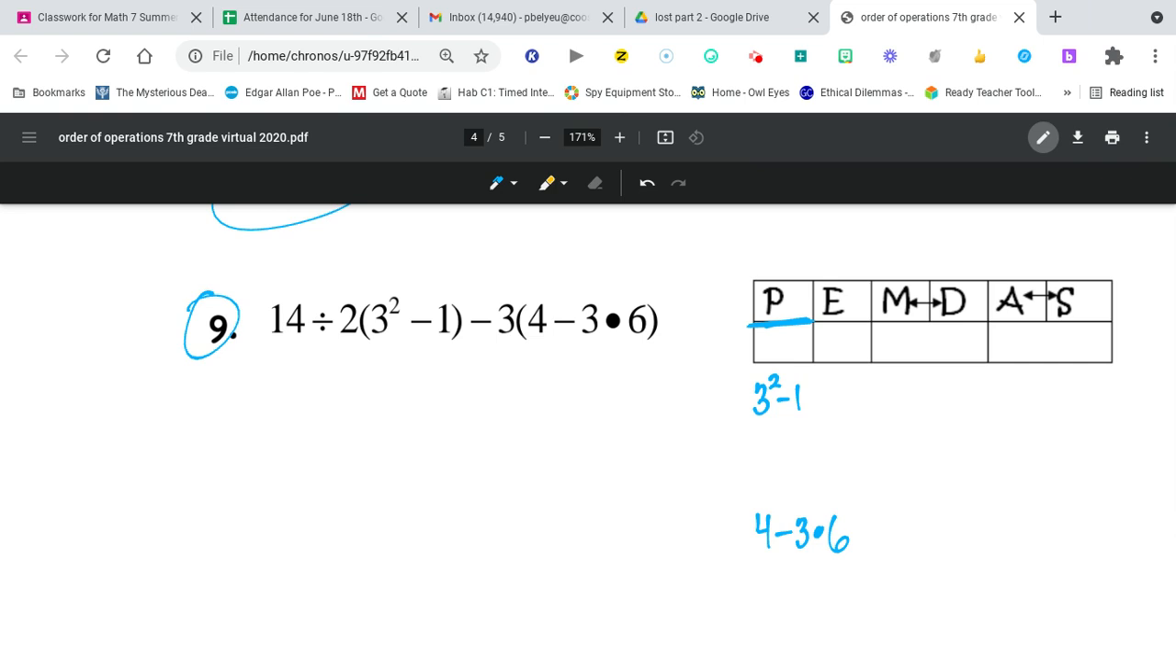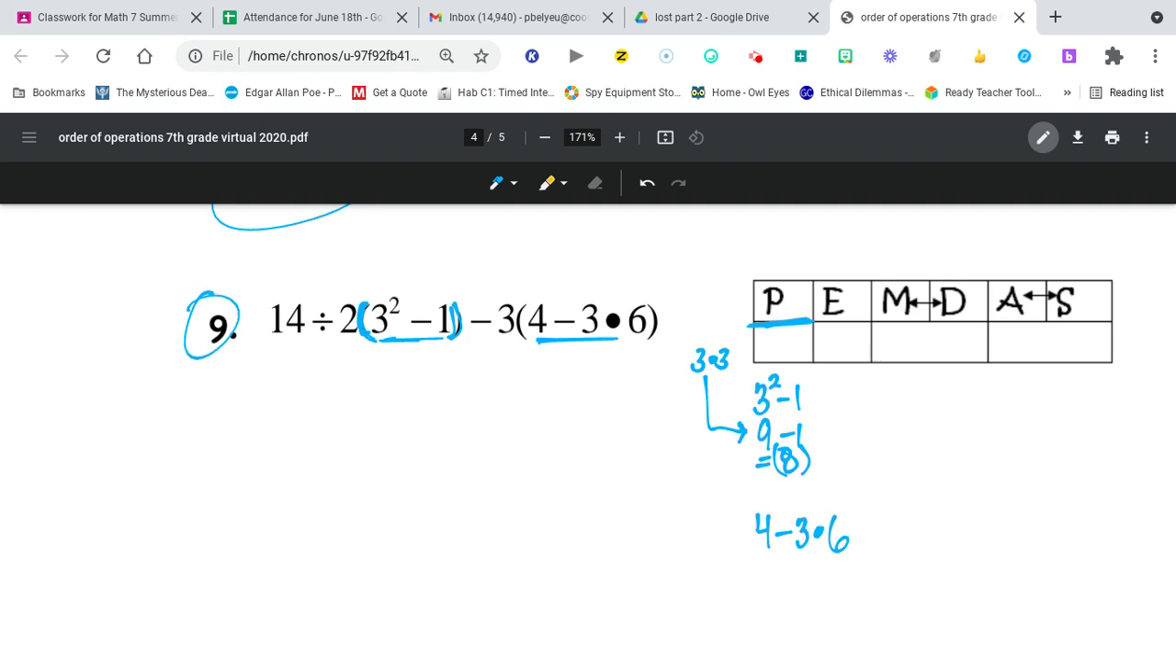So I'm going to say 3 squared. Well, 3 squared is 9. Okay, I know that because 3 squared is 3 times 3, and 3 times 3 gives me 9. Minus 1. So in that set, I get the number 8. So when you get to this set right here, put 8 in the parentheses. When you replace this set, when you get right here, put 8 in here, okay? Instead of 3 squared minus 1, just put 8.